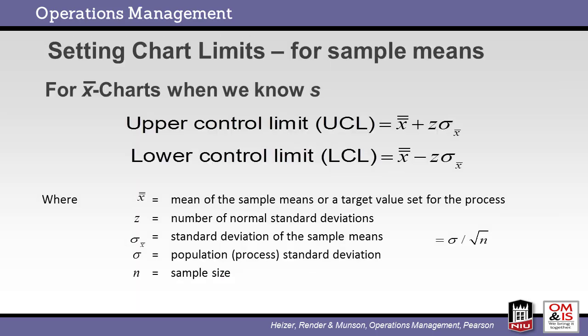Now that we understand the use of control charts, we will explain how the control limits are set. For X-bar charts, the upper and lower control limits are calculated by the mean of the sample means plus and minus the product of the number of standard deviations z and the standard deviation of the sample means.